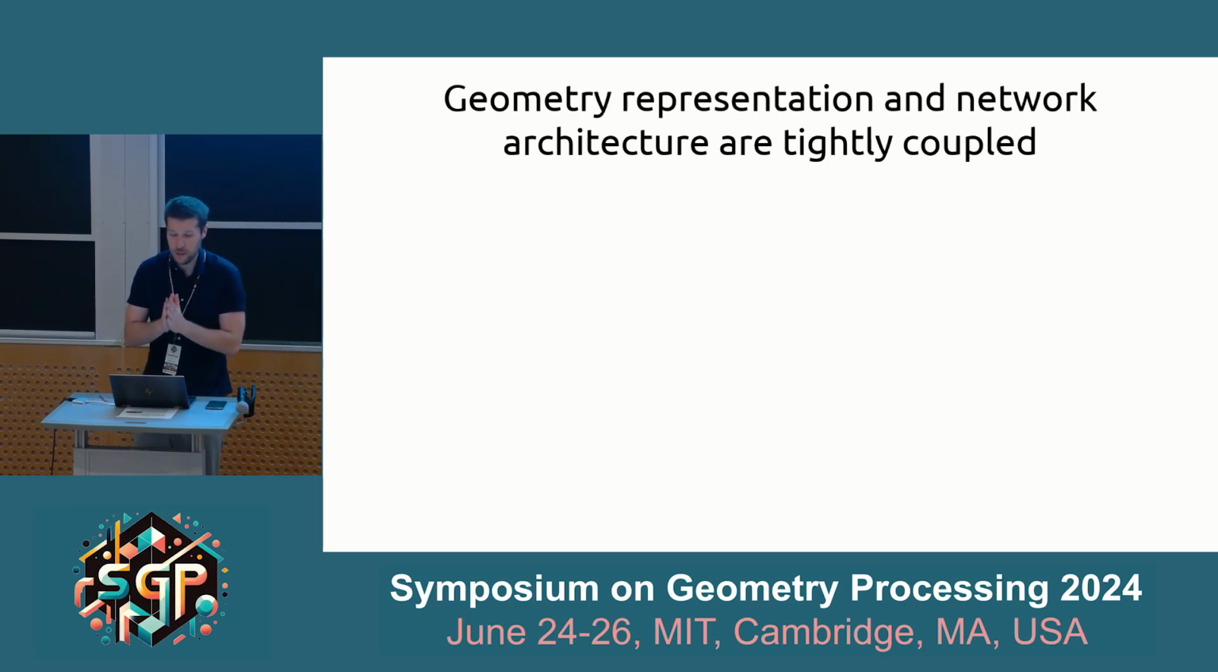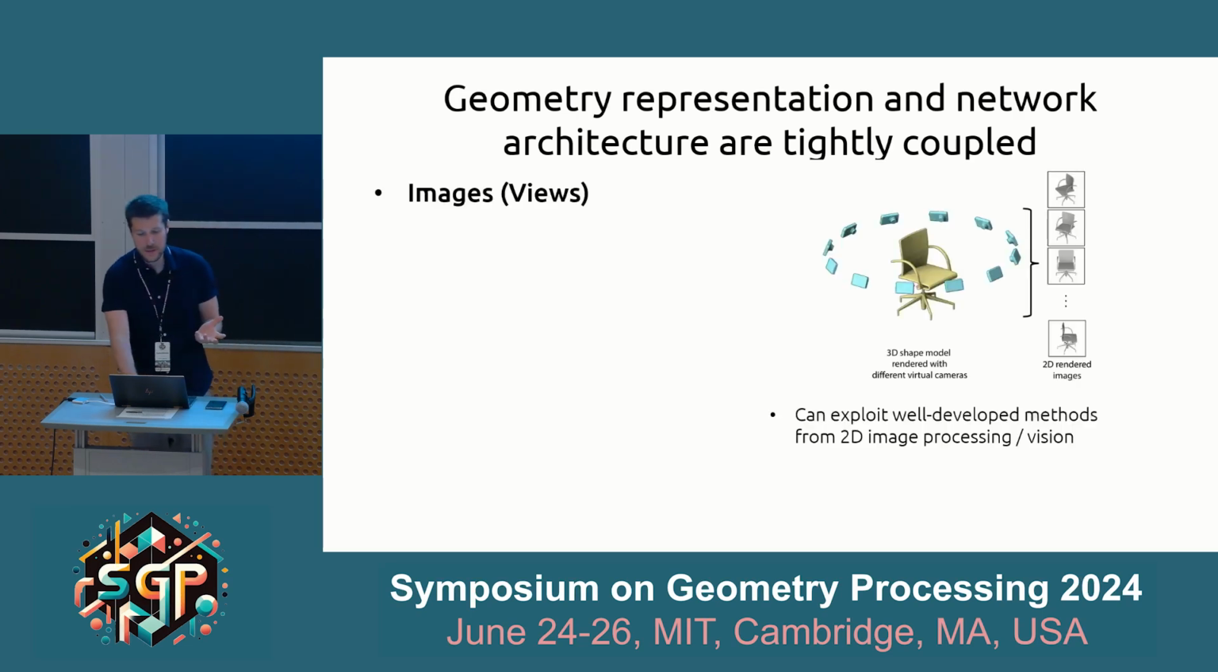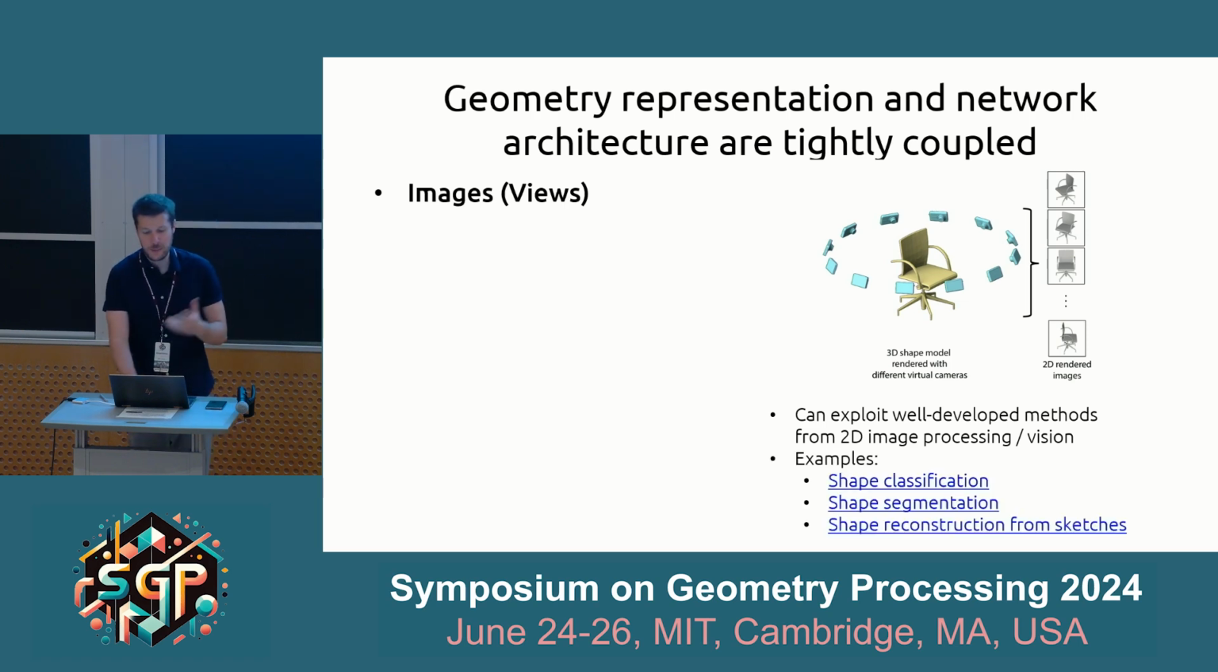Another key takeaway that I really want to make sure everybody comes away with is that geometry representations and network architectures are really tightly coupled. Basically, once you pick a geometry representation, you've really got to tune a network architecture for that. I mentioned with images, we can basically reuse the network architectures from 2D vision. Here are some examples of people doing that for a bunch of different analysis tasks and even a synthesis task.